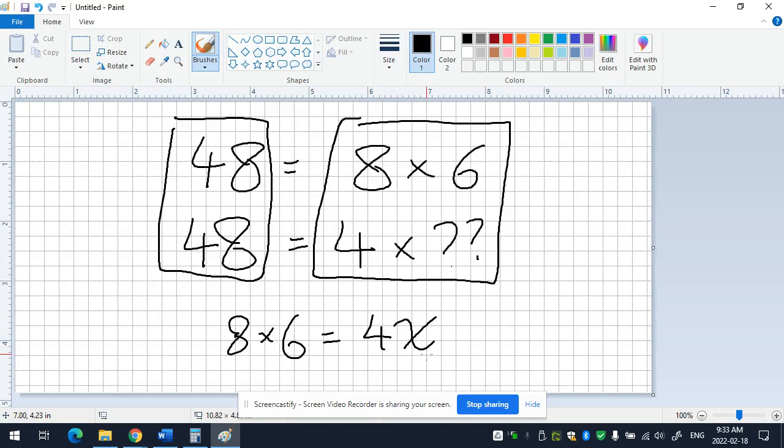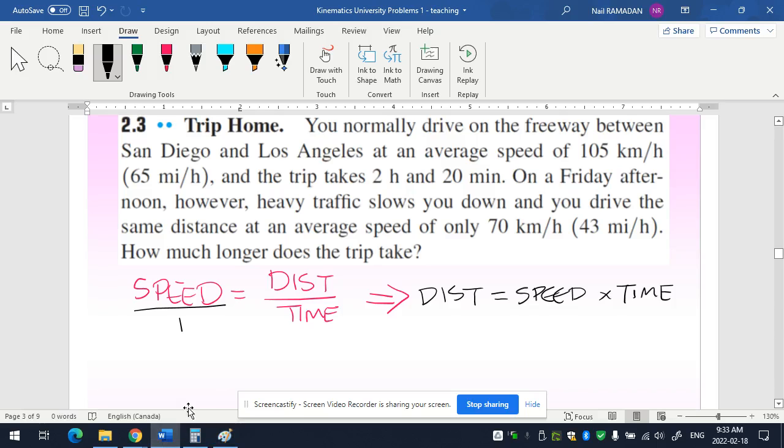Do you see the trick here? Did we need to know it was 48? Technically, no. I just had to make sure that the two are multiplying to the same number. That's exactly the same math structure as this one. Is it making sense now?